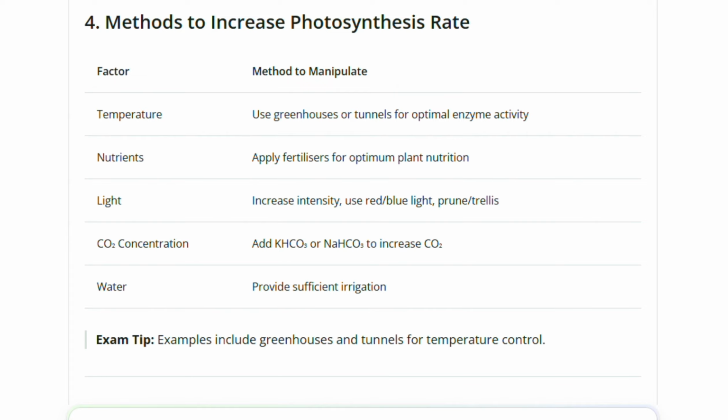So you need to increase carbon dioxide availability by adding KHCO3 or NaHCO3 to the water, right? Yeah.